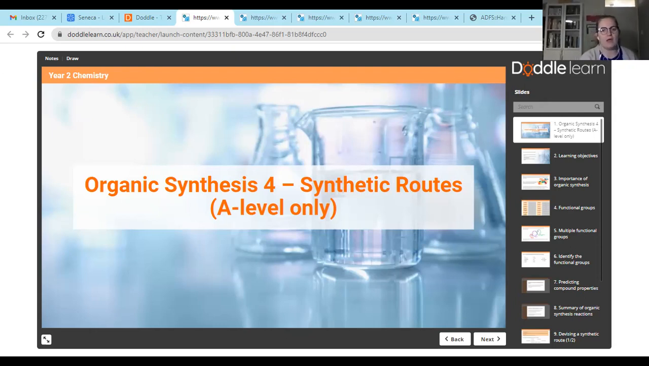Different example, position of a halogen in a haloalkane. So we've got 1-chlorobutane, attached to the first carbon, 2-chlorobutane. This is not 3-chlorobutane.